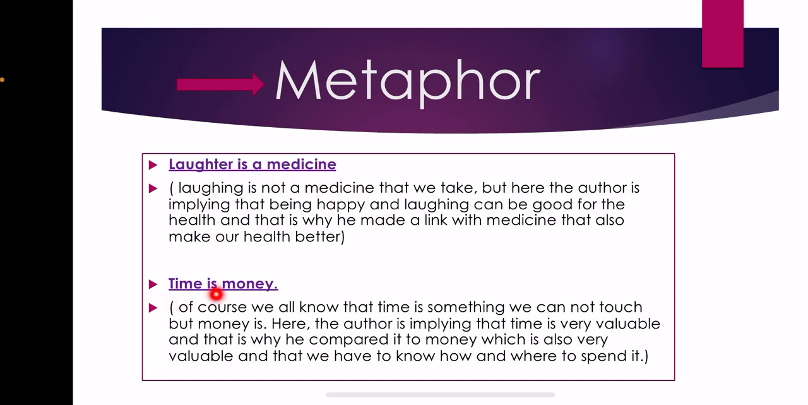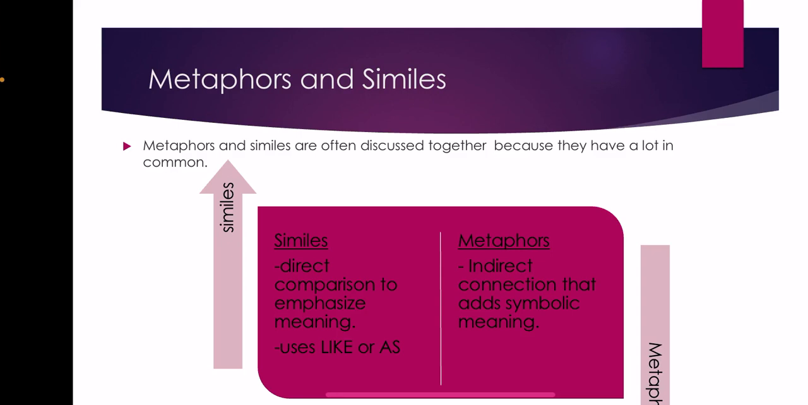Also, we have "time is money". Of course, we all know that time is something that we cannot touch and money is something that we can. So here the author is putting a link between time and money because they are both valuable. So metaphors and similes are so much alike. The only difference is that in similes we use words such as "like" and "as", and the comparison is clear and direct. In the metaphor, the comparison is indirect and the meaning is always hidden. You have to analyze it.